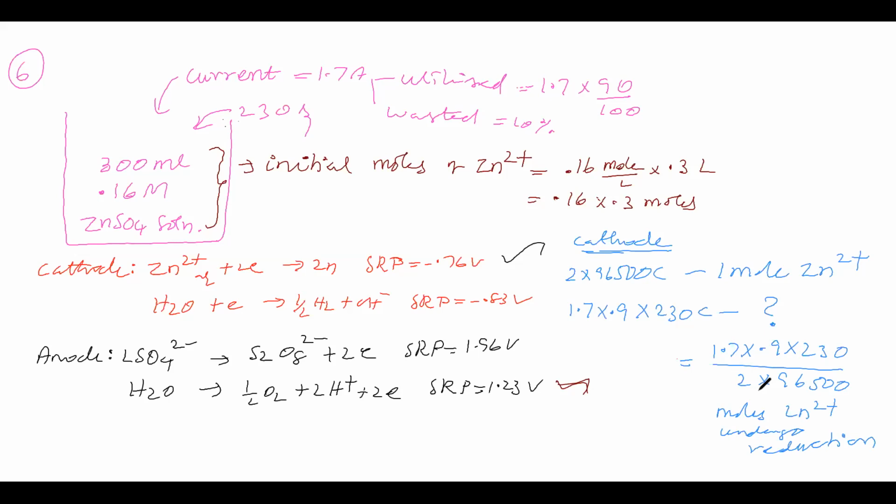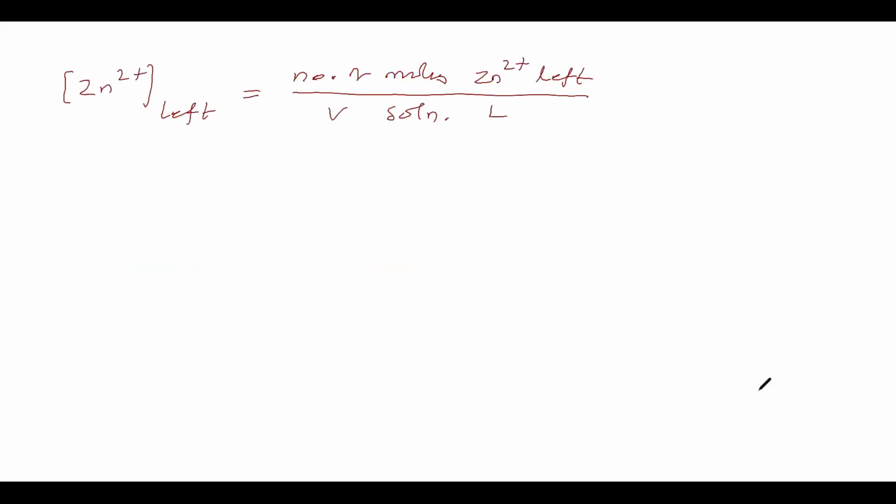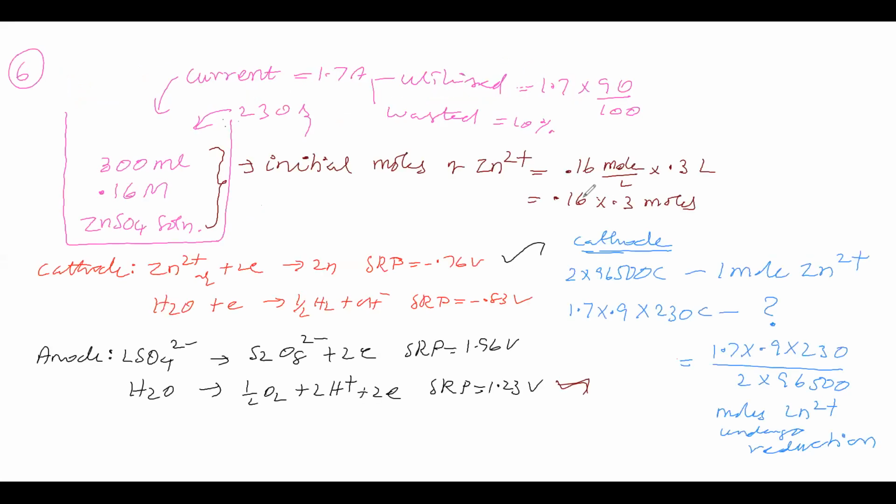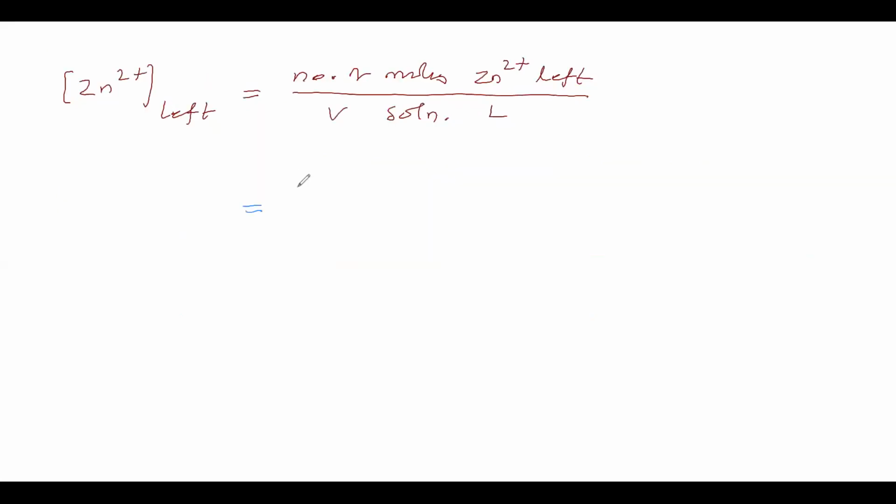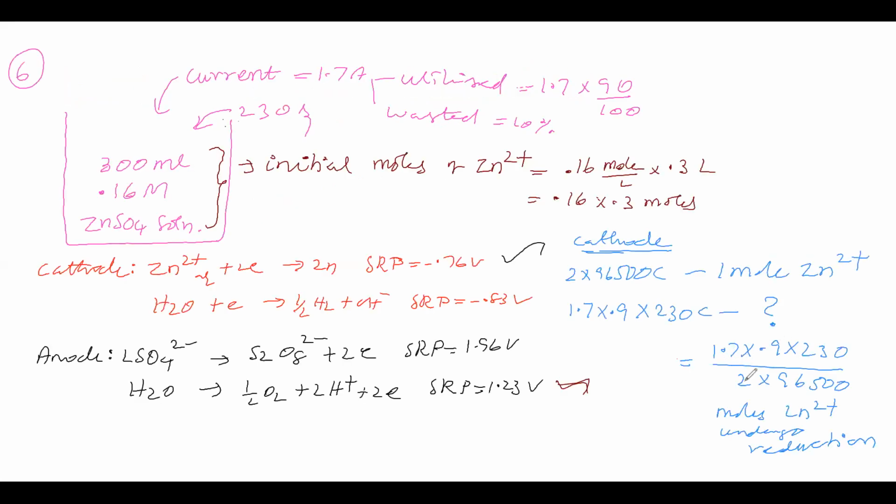Now we have to find the concentration of Zn2+ left, that is equal to the number of moles of Zn2+ left by the volume of solution in liters. The number of moles of Zn2+ left is equal to the initial number of moles of Zn2+, that is 0.16 into 0.3, minus the number of moles of Zn2+ that undergo cathodic reduction. That is 1.7 into 0.9 into 230 by 2 into 96,500.